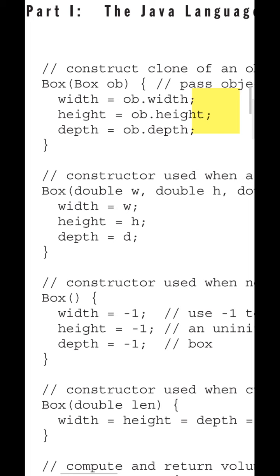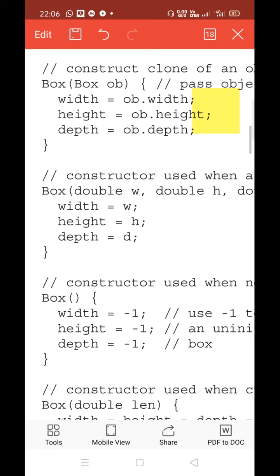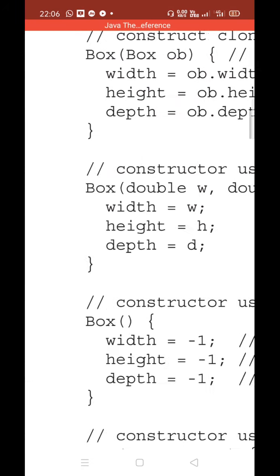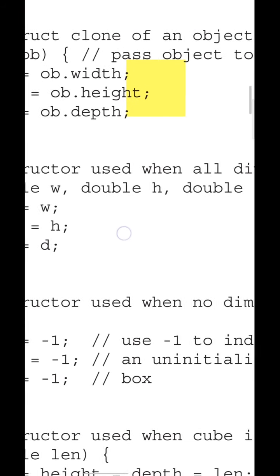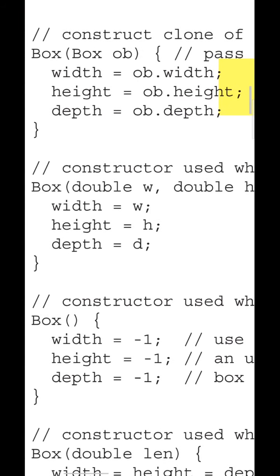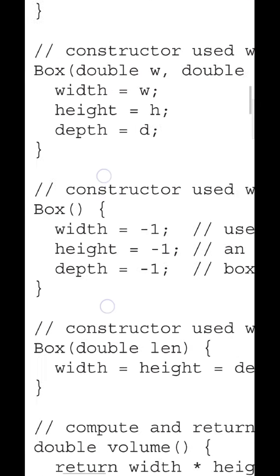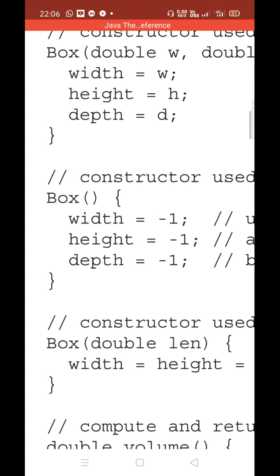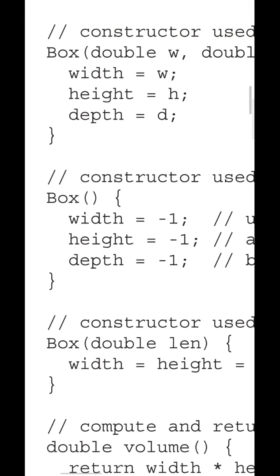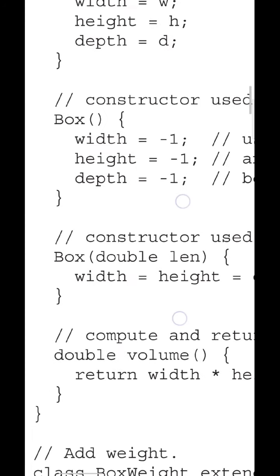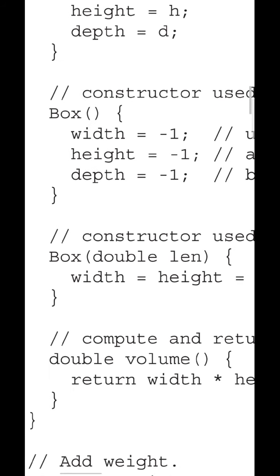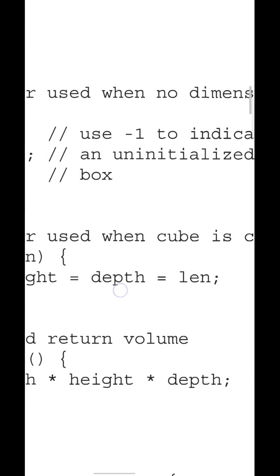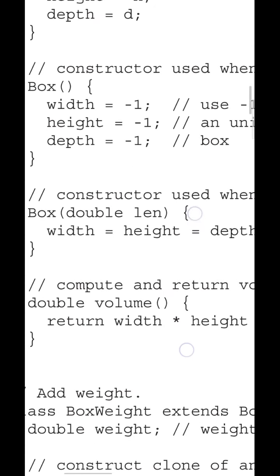Then multiple versions of the constructor we have defined. In the second version you can see 1, 2, 3 variables are taken, box with width, height as well as depth. And the next version of the constructor, see, constructor with no parameter. So default values will be assigned, width, height as well as depth, -1 will be assigned. And box with one parameter of type double is taken, width, height as well as depth will be initialized to the same value, that is the length you are passing.